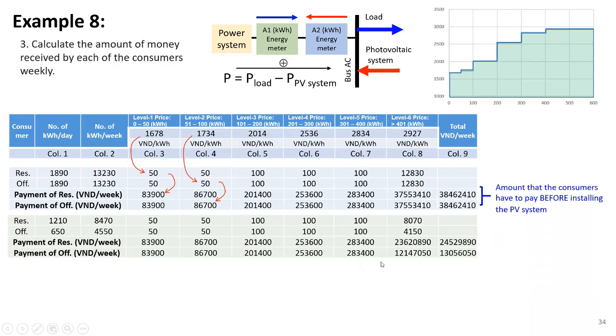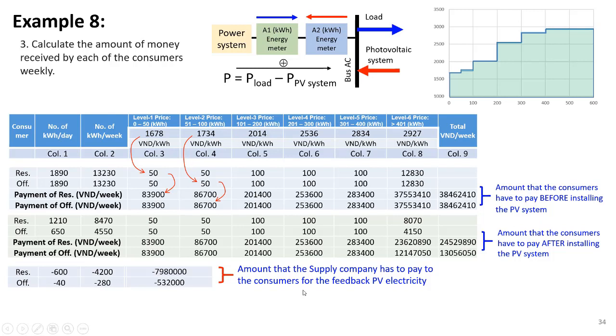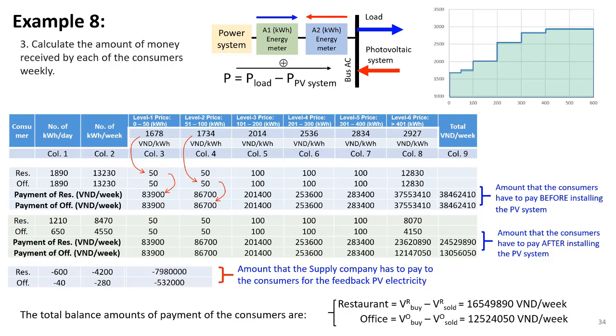The amount that the restaurant gains back from selling is 7,980,000 Vietnam dong, while the office only has 532,000 Vietnam dong payback. The selling price here is constant at 1,900 Vietnam dong per kilowatt hour. In conclusion, the restaurant has to pay 16,549,890 Vietnam dong, while the office has to pay 12,524,050 Vietnam dong every week.